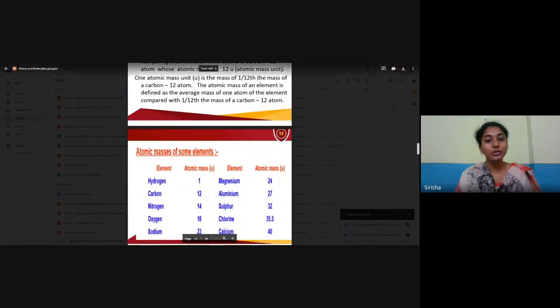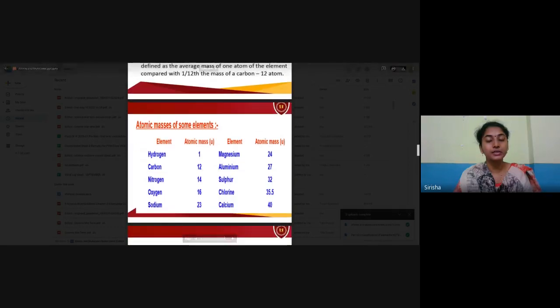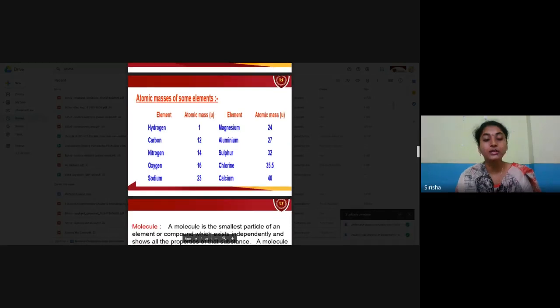Now let us see the atomic masses of some elements, so that you can understand. Hydrogen atomic mass, obviously it is 1. Carbon 12, because it is compared with the carbon 12 atom. Nitrogen 14, because it is compared with the mass of the carbon 12 atom. Oxygen 16. Sodium 23, magnesium 24, aluminium 27, sulfur 32, chlorine 35.5, and calcium is 40.